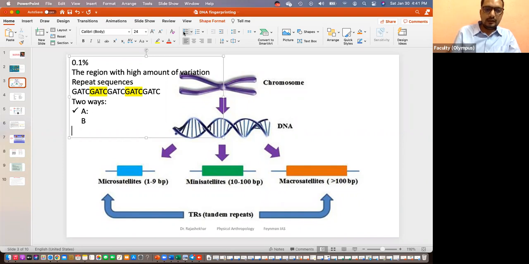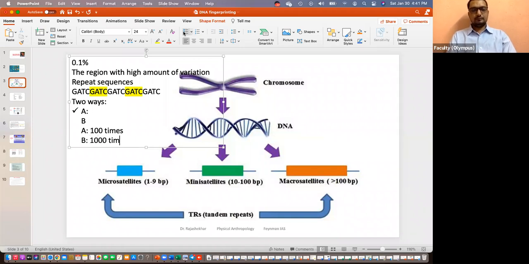Second possibility here is having the same sequence, both A and B have the same sequence, but the number of times the sequence repeats is different. Like person A, the sequence repeats 100 times. Person B, it repeats, let's say, 1,000 times. Is it enough difference to identify it based on our discussions from the previous classes in methods? Can you tell me if you can differentiate a DNA fragment of 100 nucleotides?